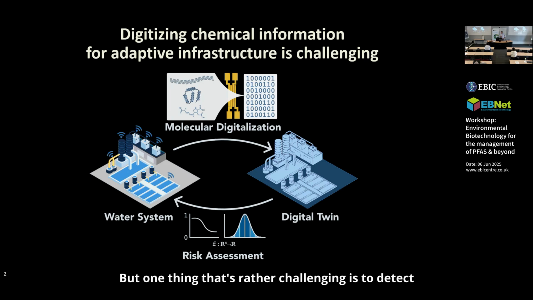But one thing that's rather challenging is to detect molecules like organic chemicals that we might want to detect, or biological molecules that are hazardous, so things like nucleic acids from antimicrobial resistance genes or from viral particles. How do we actually go about digitizing this molecular information in situ in these types of settings where we want to sense this, rather than having to take a sample, go back to an analytical lab, do a measurement, and make this decision after some amount of time?